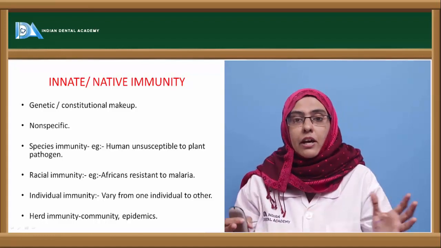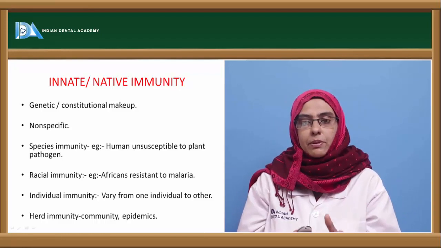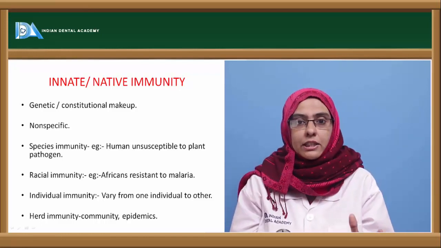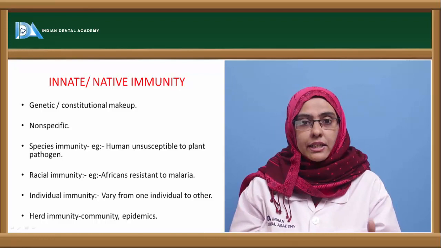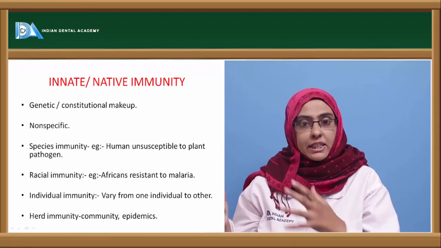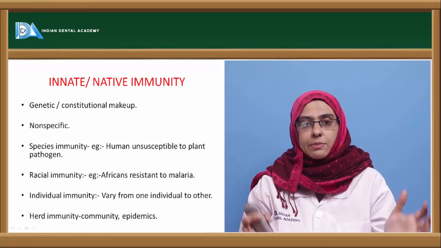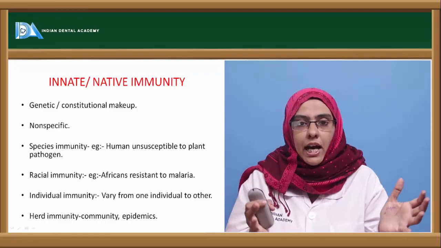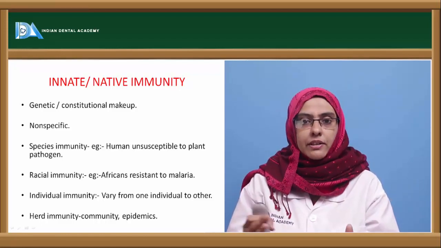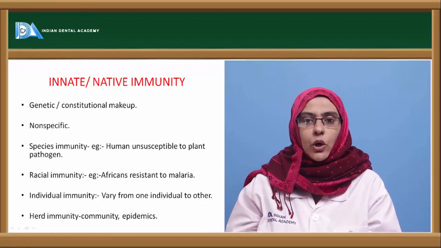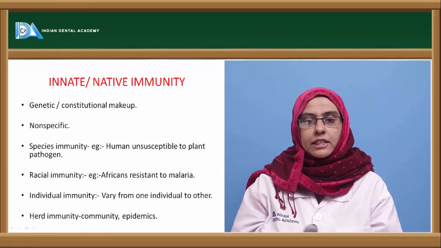Take for example, we all humans are unsusceptible to plant pathogens. So that is called species immunity. We don't get the diseases that the plant gets. The organism that causes diseases in plants cannot affect us. So we all are resistant towards a particular infection that is caused in another group of species. So that is called species immunity.